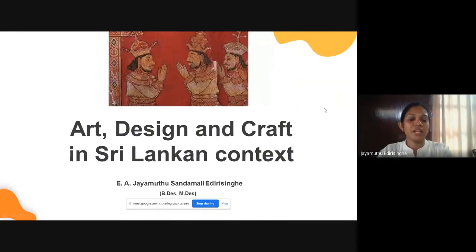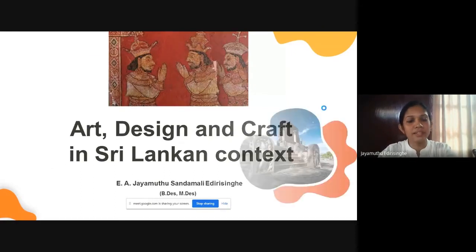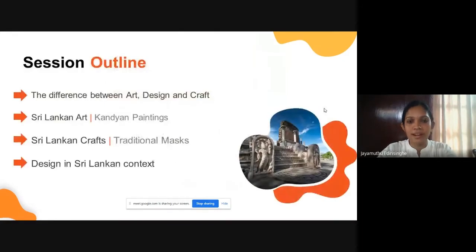Actually, today I'm going to discuss Sri Lankan art, design, and craft. Mainly, I'll start the session with an introduction and a discussion about art, design, and craft. And if there are any differences and similarities between art, design, and craft, we'll discuss that first, just to get the introduction to the session.